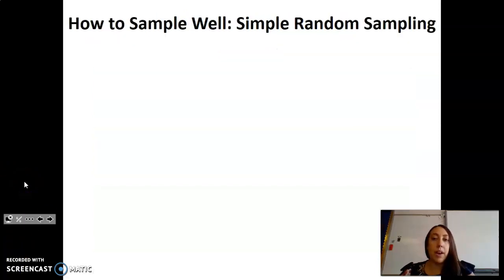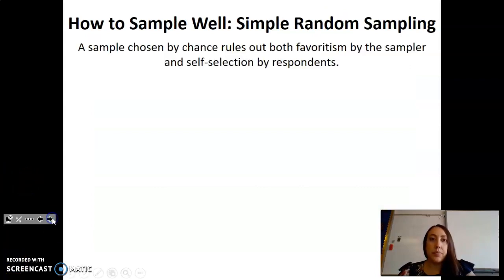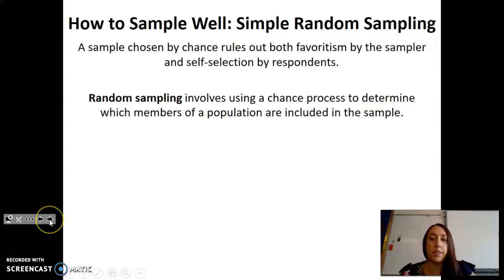All right, let's talk about how to sample well. One way is with simple random sampling. We'll talk about other good sampling methods in future lessons, but today we'll just talk about simple random sampling. This is a sample chosen by chance. It rules out both favoritism by the sampler and self-selection by the respondents.